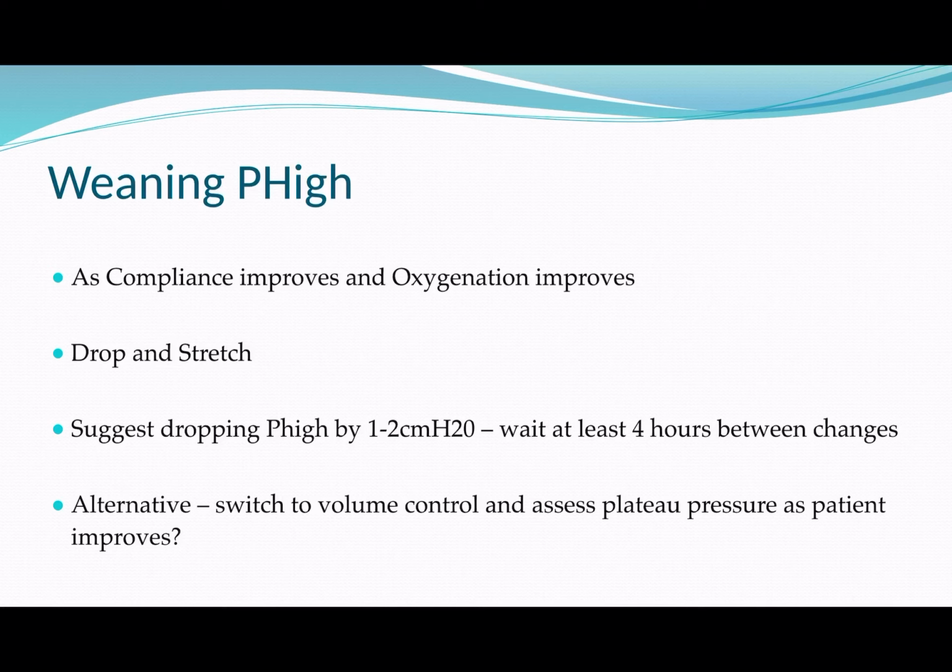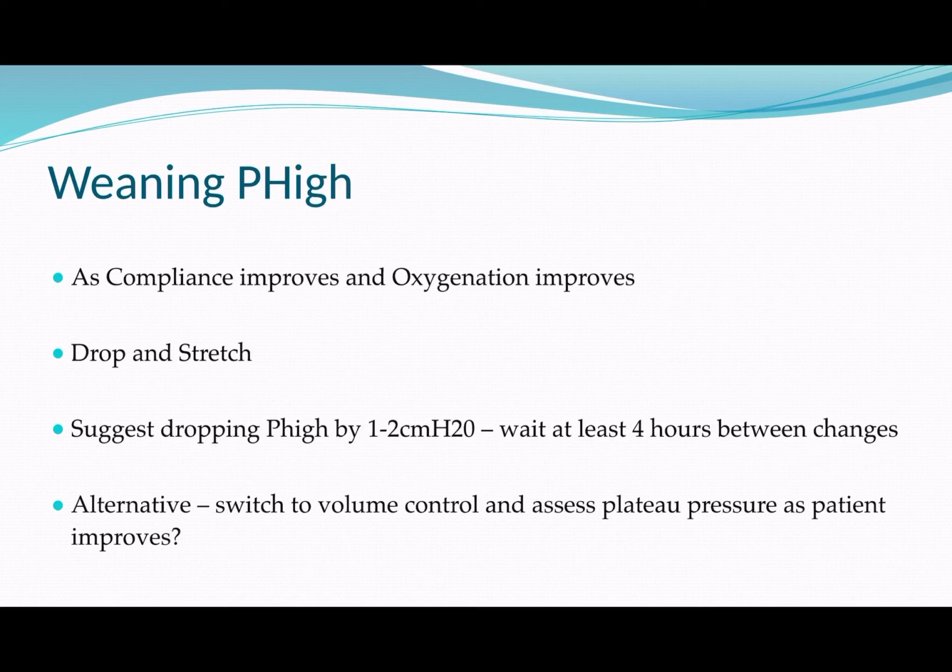And like I say, what most people do is drop down the PHigh by 1 or 2 centimeters of water every so often. You can do it that way, or the alternative way is that you can switch it back to a volume mode of ventilation and reassess the plateau pressure and then see what their plateau pressure is for their ideal tidal volume of 6 mils per kilo.